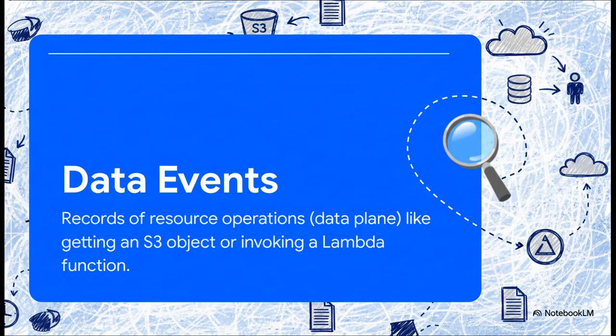Then there are data events. Now, these are the high-volume actions that happen on or in your resources. They're not about changing the blueprint, but about how that blueprint is being used, like someone downloading a file from an S3 bucket or an application calling a Lambda function. And here's a key point. Because this can generate a massive amount of log data, these are actually turned off by default. You have to opt in to see them.